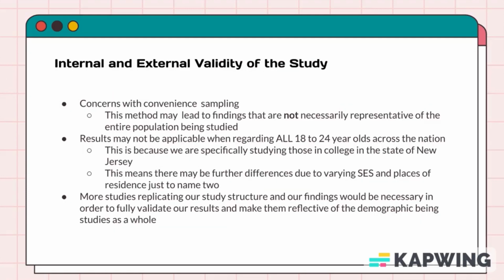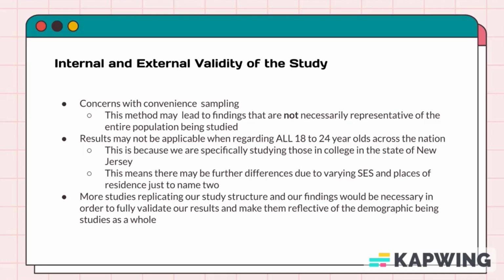Internal and external validity of the study. There are some concerns with convenience sampling, as this method may lead to findings that are not necessarily representative of the entire population being studied. Results may not be applicable when regarding all 18 to 24-year-olds across the nation. This is because we are specifically studying those in college in the state of New Jersey, and of course there are differences that will occur between state to state, SES status, among many other factors.